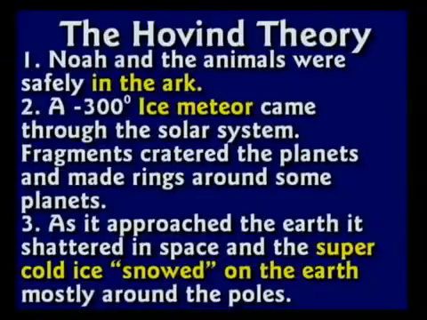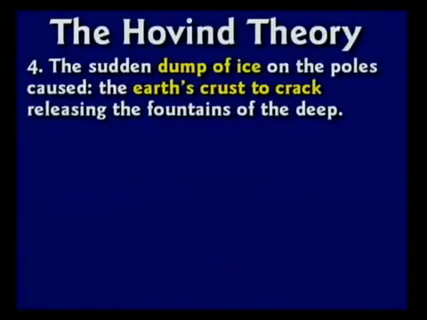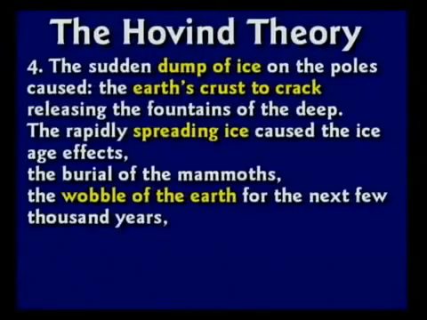Point 3, as it approached the Earth, it shattered in space. Super cold snow and ice rained down around the poles, mostly around the North and South Pole. Then this sudden dump of ice caused the Earth's crust to crack, which released the fountains of the deep. The rapid spreading of the ice caused all the Ice Age effects, carved out the Great Lakes, made all the drumlins and terminal moraines, and we'll talk about that in a minute. It buried the mammoths in super cold snow, 300 to 400 below zero, so they suffocated standing up and froze in 3 to 5 hours.